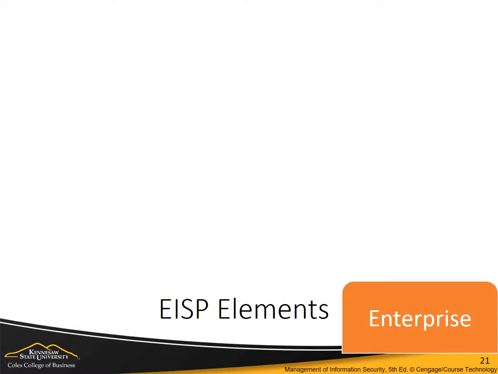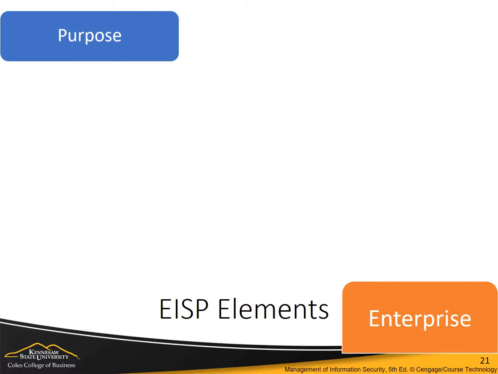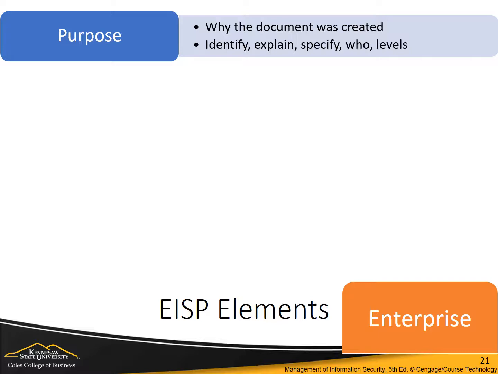Now we turn to some of the elements of an effective enterprise information security policy. It's important that the organization states the purpose of the information security policies developed. The purpose answers the question why. It may identify the elements included in the enterprise InfoSec policy, explain the need for InfoSec policy planning, specify the various categories of information security, and delineate the roles and responsibilities for those who manage, implement, and update information security policies.